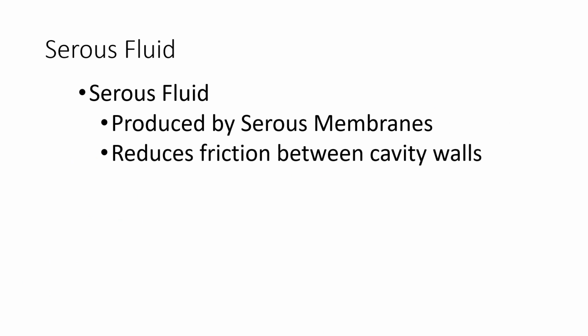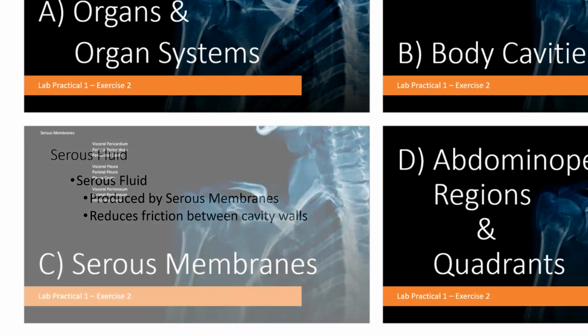Okay, so what is the purpose again of serous fluid? It's produced by the membranes. So the visceral and parietal layers, that's a tissue. It's made up of cells, and they're producing this serous fluid. And the job is to reduce friction between the organ and whatever it is it's up against.